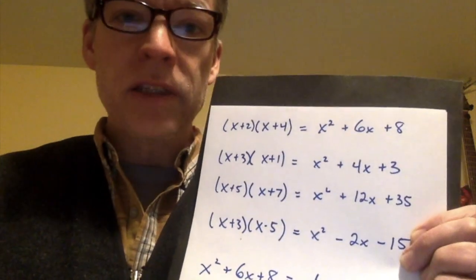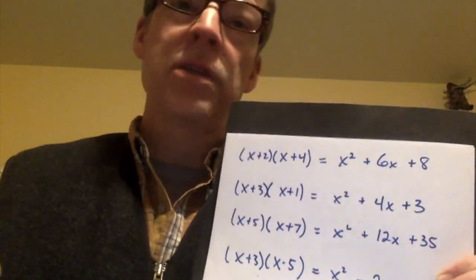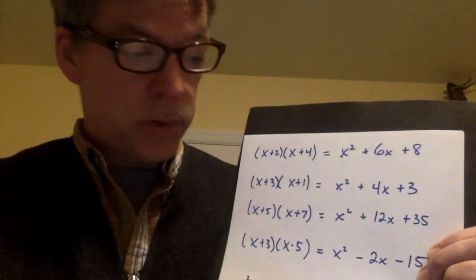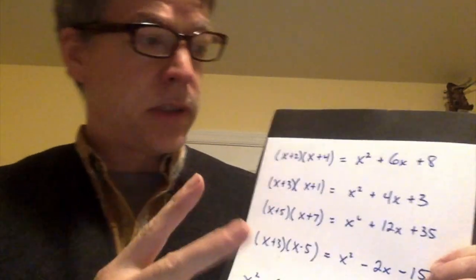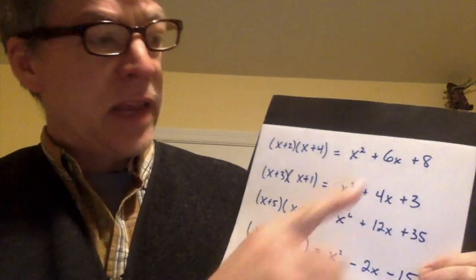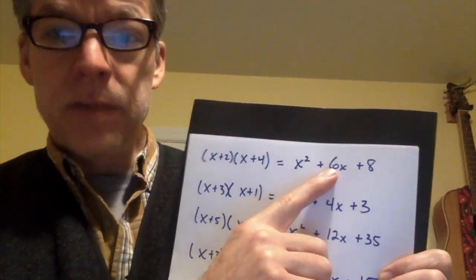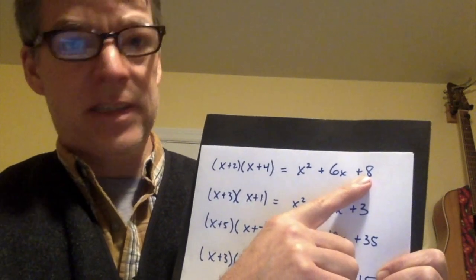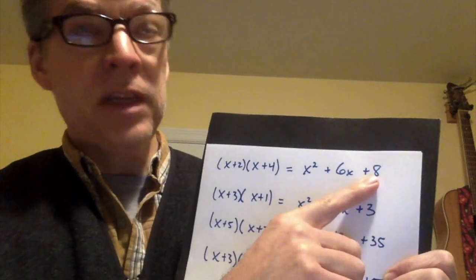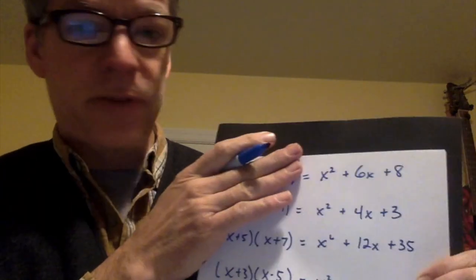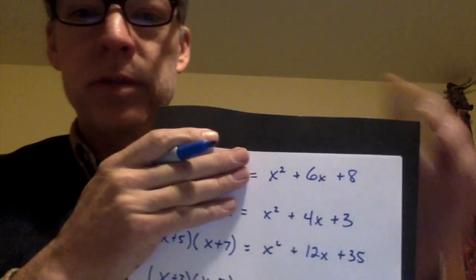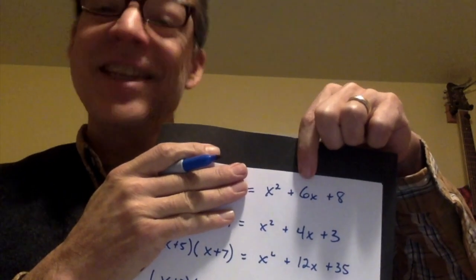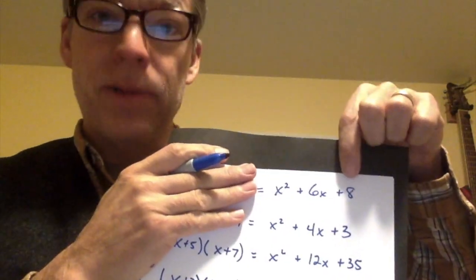How do I do it? Well, here's the thing. If you notice a pattern, it goes like this. You need 2 numbers, right? One for this slot, one for this slot. And what they have to do is they have to add to the B and multiply to the C. So just think about that. I mean, I know the answer is staring you in the face here, but what 2 numbers multiply to 6? I'm sorry, add to 6 and multiply to 8.